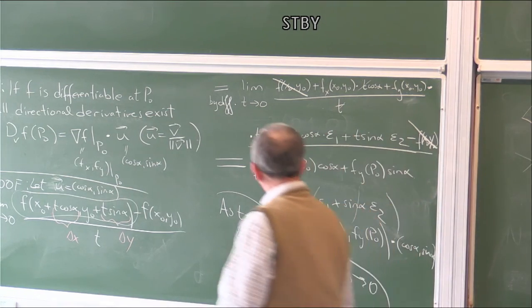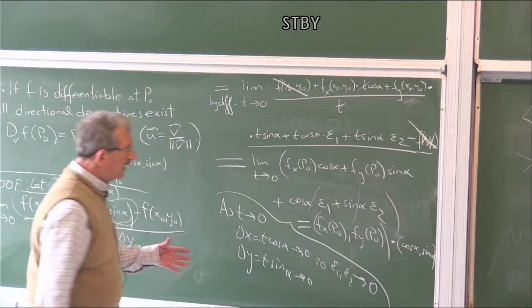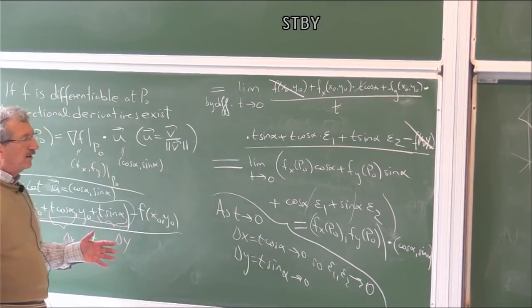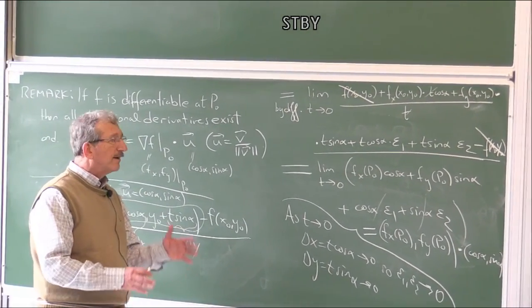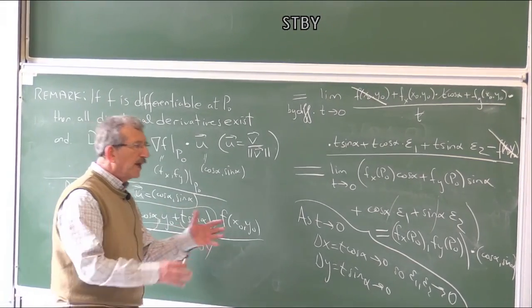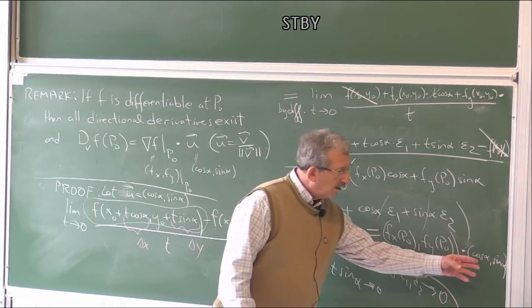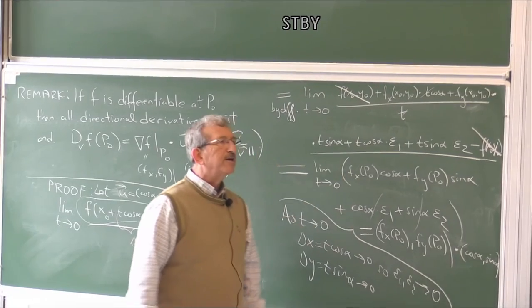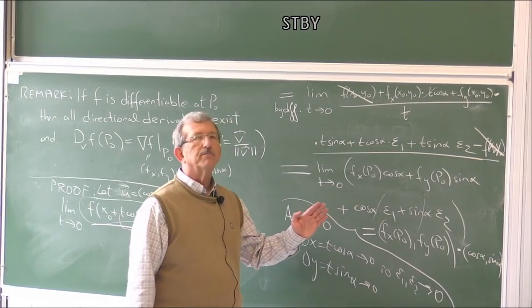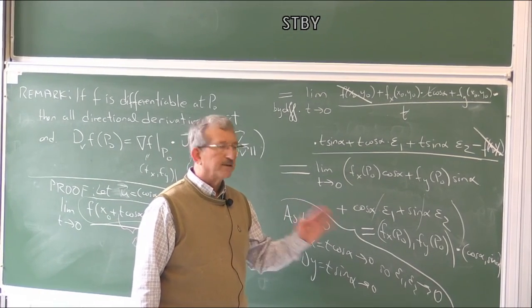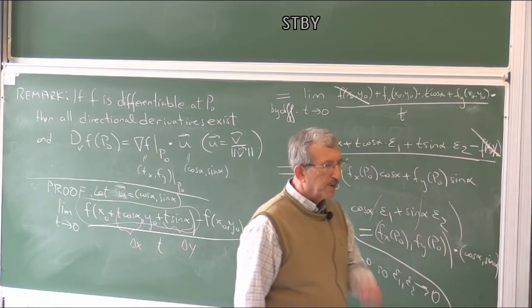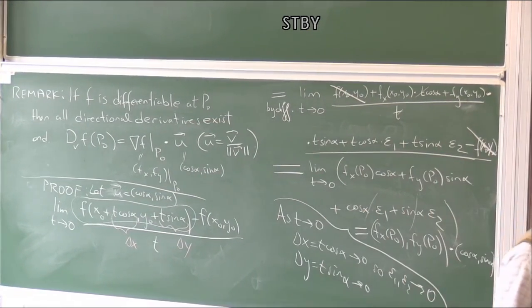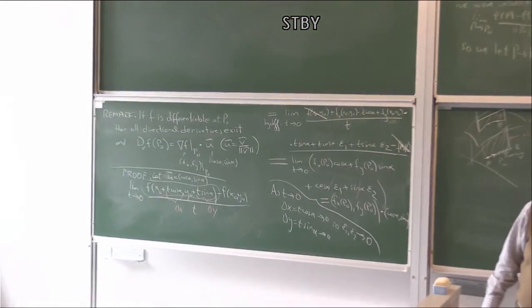Now, this of course says that if we have differentiability, we have very easy access to calculating directional derivatives. You just take the projection of the gradient in the direction of the vector. And that gives you the directional derivative. Okay. Right. Now we will pass to examples.